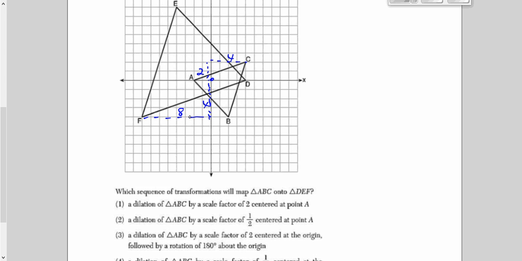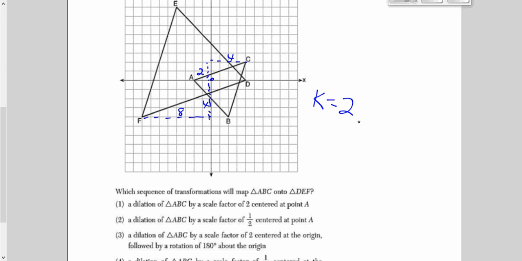Okay, so how did we get this? How do we get 2 over 4 to become 4 over 8? What do we do to this 2 and 4 to make it a 4 and an 8? Multiply by 2. Yeah, you doubled it, right? So we know the scale factor is 2.